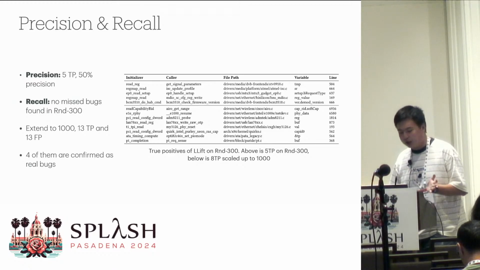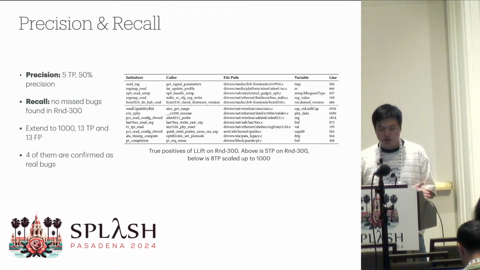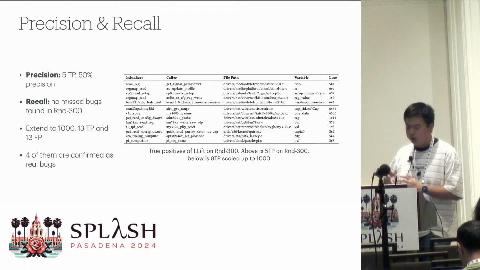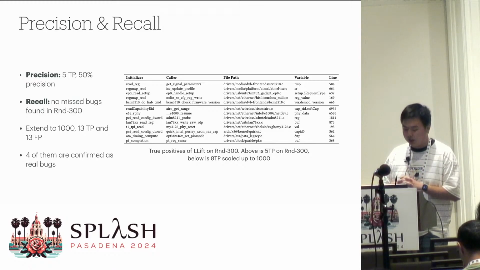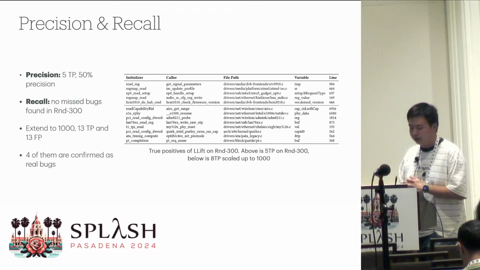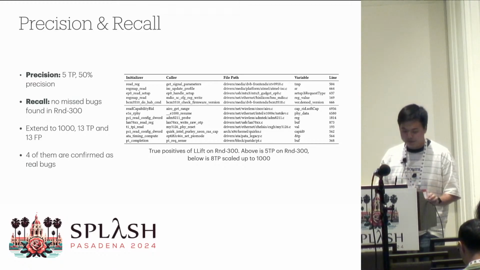And furthermore, we also extend 300 to 1,000 to try to find more true positive bugs, and we do find 13. In total, 13 true positives and also 13 false positives. So again, the precision is still 50%. And actually, 4 of them are already confirmed as real bugs by the Linux community.